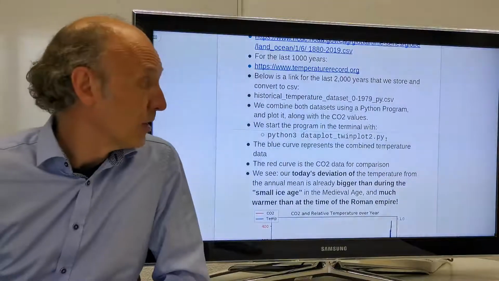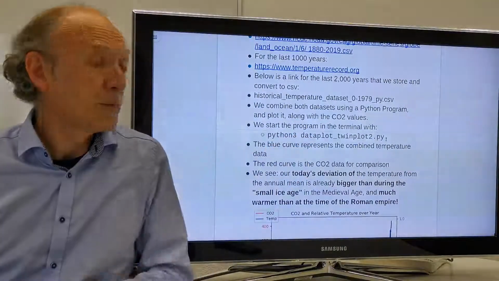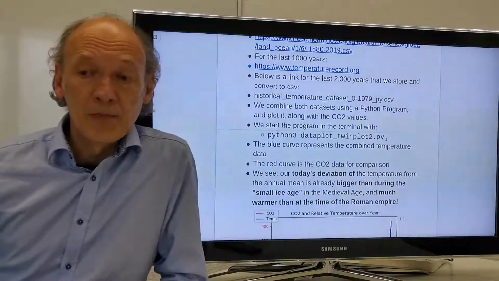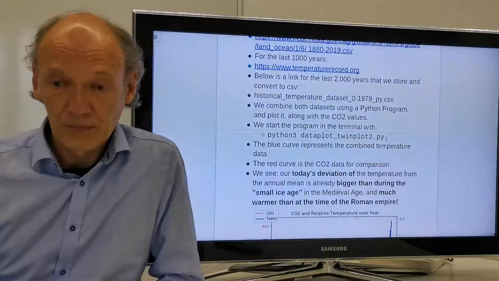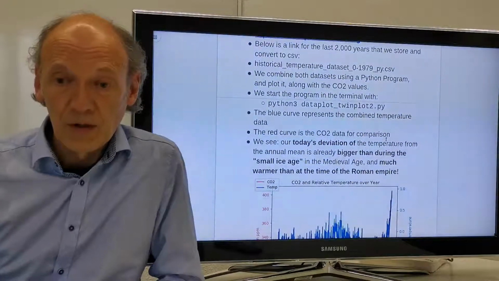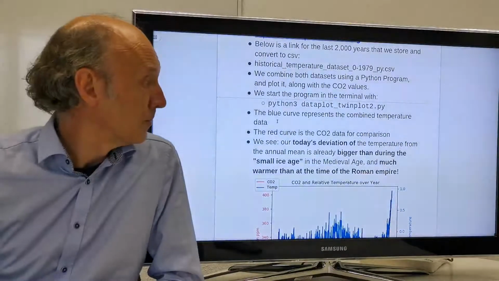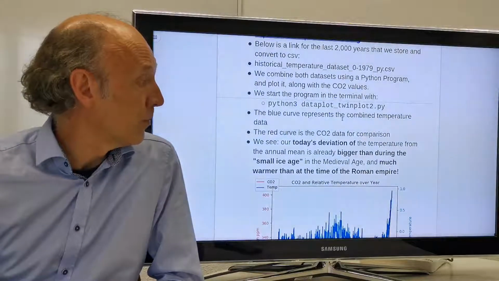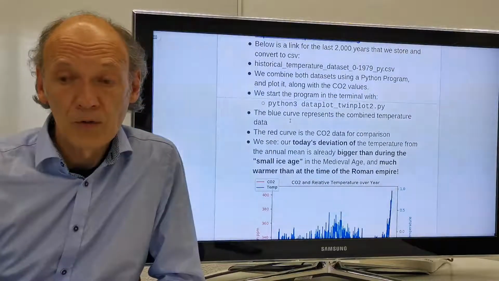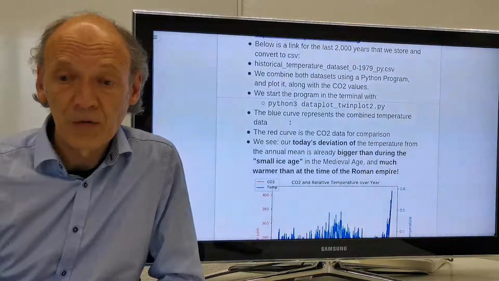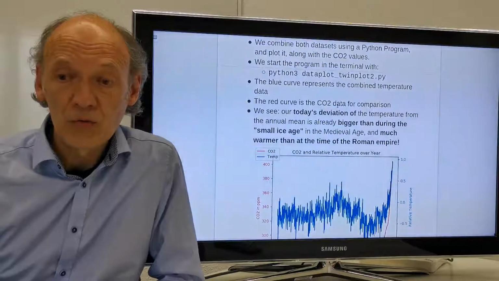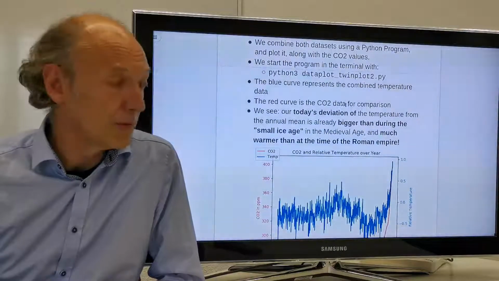twinplot2.py. And you can also download this Python file from the link of this video. Yeah, and it actually plots on two curves. The blue curve represents the combined temperature data of those two data sets. And then I also plotted the CO2 data on it for comparison.